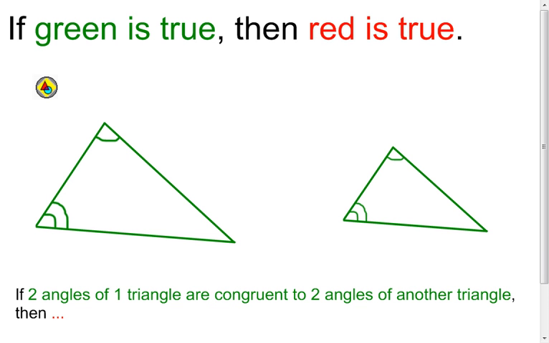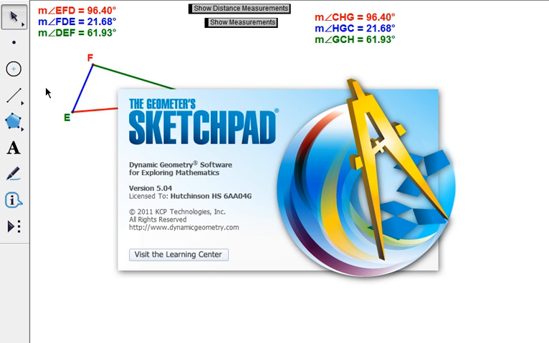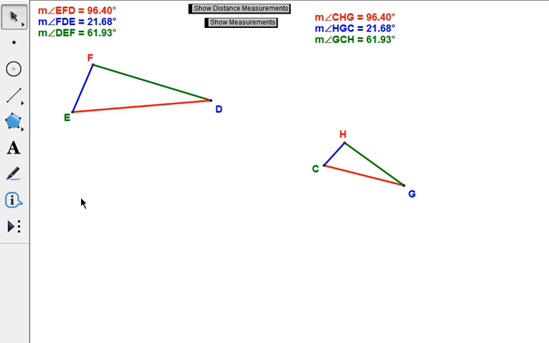On this first one, going back to if the green is true, then the red is true. So I notice I have 2 triangles, and I have 2 sets of congruent angles. Well, if I know that, then what else do I know about these 2 triangles? Now I'm going to come back here into Sketchpad, and I have a diagram. Now I made this a little bit different because I showed all 3 angles. But remember, if 2 angles of one triangle are congruent to 2 angles in another triangle, then the third angles are also congruent. So that's why I'm showing all 3.